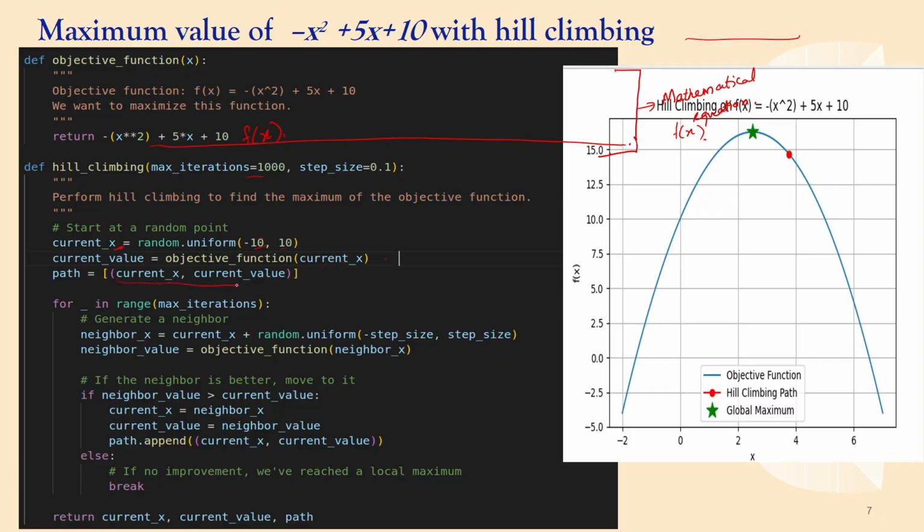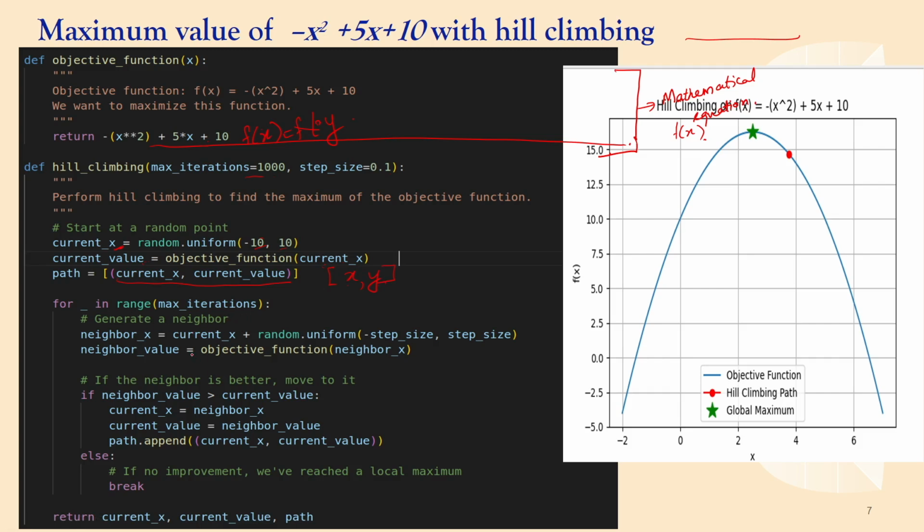So, we take a random point, calculate f of x and store the path. The path is a tuple. This path will contain some value of x comma y, where I assume f of x is equal to y. So, x comma y, it will store as a tuple. Now, along with this, we are going to start the iteration.